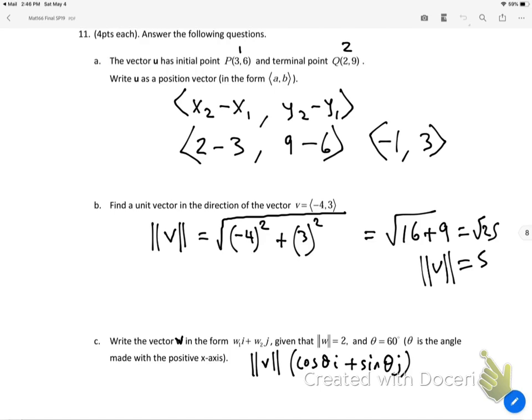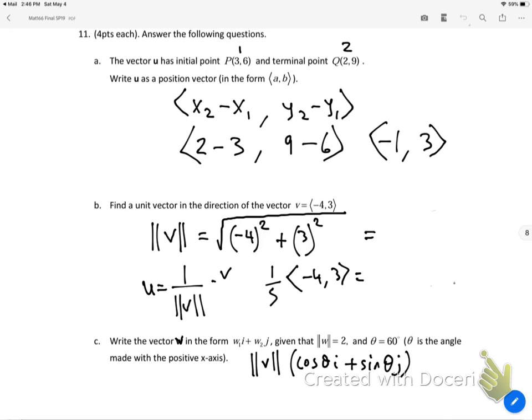is 5. Now remember the unit vector. Remember how we do this? U equals 1 over the magnitude multiplied by the vector. So we're doing this, 1/5 multiplied by the -4, 3. So here's the answer coming up right now. Okay, so -4/5, 3/5. And that is the unit vector. Right, let's look at the last part.